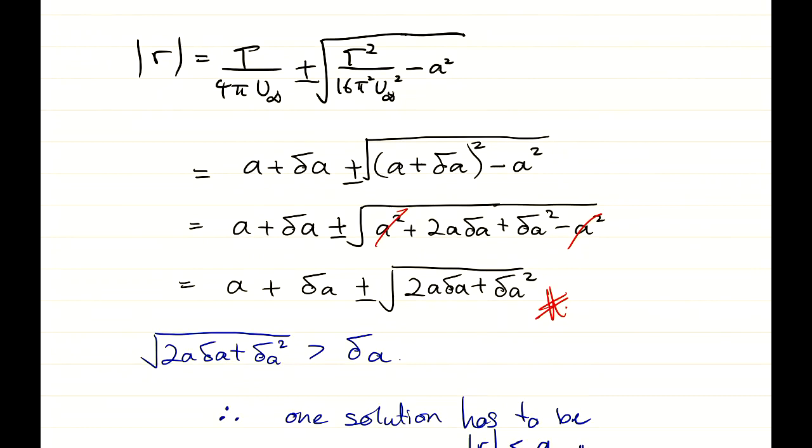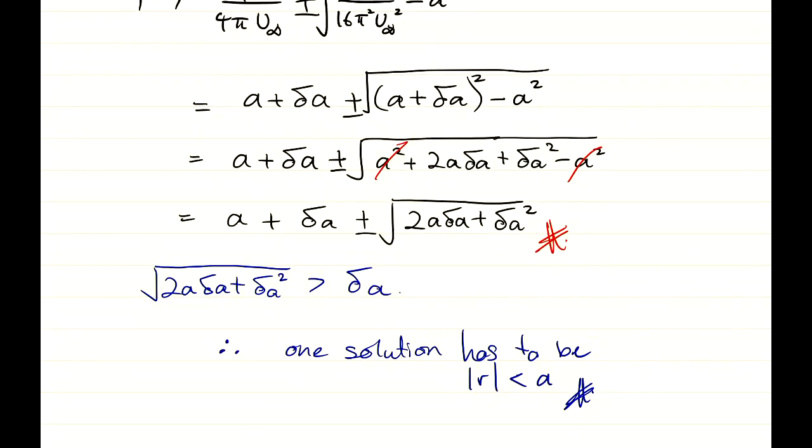Okay, and if I simplify this equation a little bit, the A squared cancels off. I'm going to get A plus delta A plus minus the square root of 2A delta A plus delta A squared. I hope everyone agrees that this term here is bigger than this term here. Yes? Yep. Because I have this additional 2A delta A term here. So this term is going to be bigger than this term. Therefore, one solution has to be inside the cylinder.